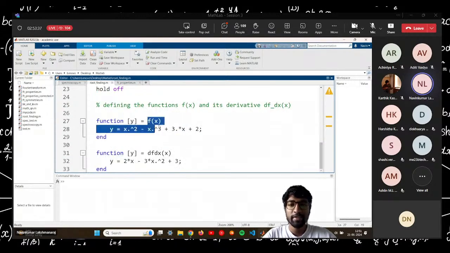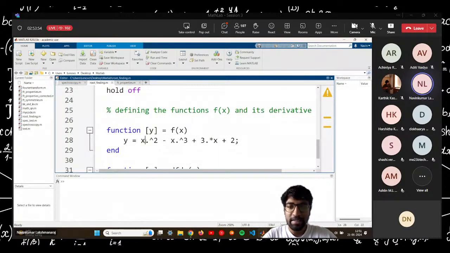The first one being f of x. It takes an x as the input, the function is called f, and the output is y. What I do is set y to x square minus x cube plus 3x plus 2. This is just some example function. You can plug in whatever function you want.